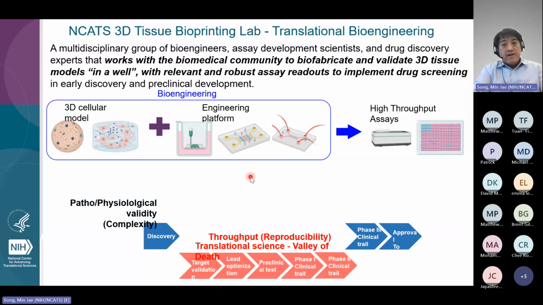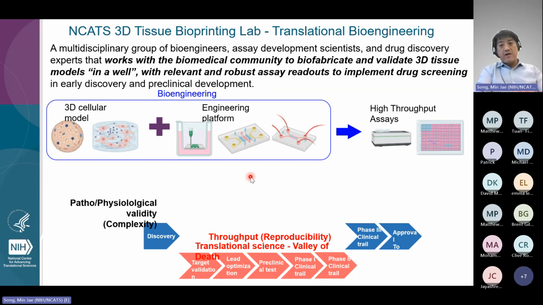The NCATS 3D tissue bioprinting lab was initiated in 2014 to learn the 3D cell culture technique starting from the skin and the ocular tissue models. And then the protocols established from these models were further expanded to other tissue models and the disease models. Our lab became an official laboratory in 2018, led by Dr. Mark Ferrer. So NCATS's 3D tissue bioprinting lab is aiming to biofabricate and then validate these 3D tissue models with robust assay readouts in a high throughput platform for drug discovery.